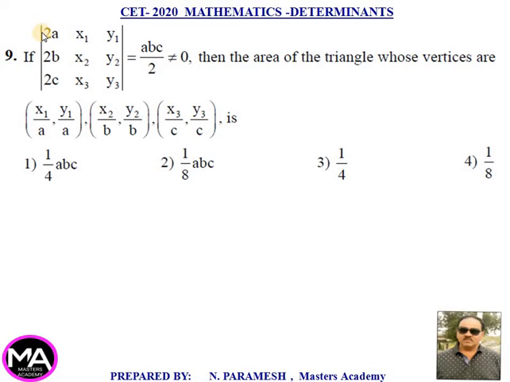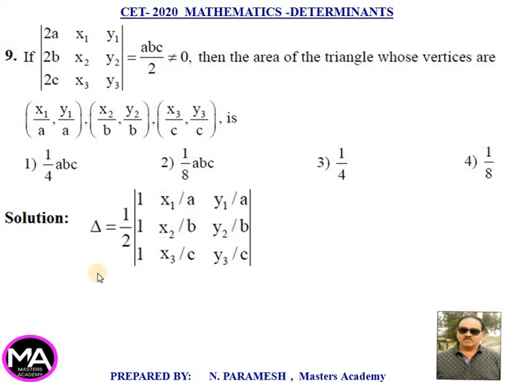Ninth question. If determinant first row 2a, x1, y1, second row 2b, x2, y2, third row 2c, x3, y3 is equal to abc by 2, which is not equal to 0, then the area of triangle whose vertices are ordered pair x1 by a, y1 by a, x2 by b, y2 by b, x3 by c, y3 by c is, 4 options are given.